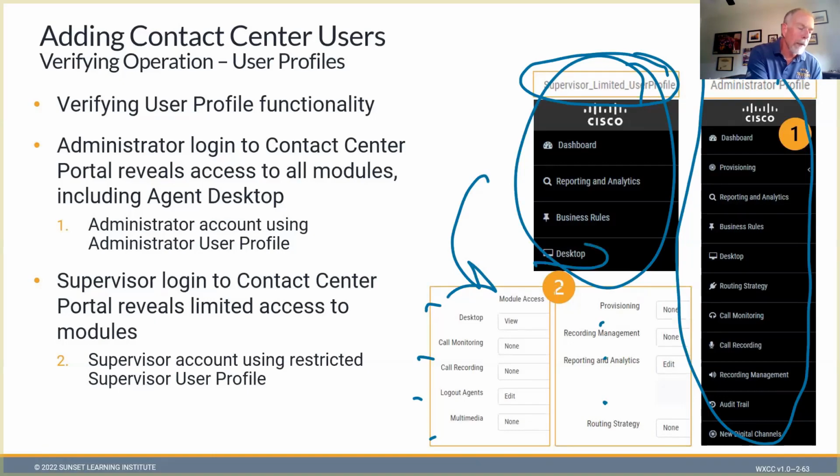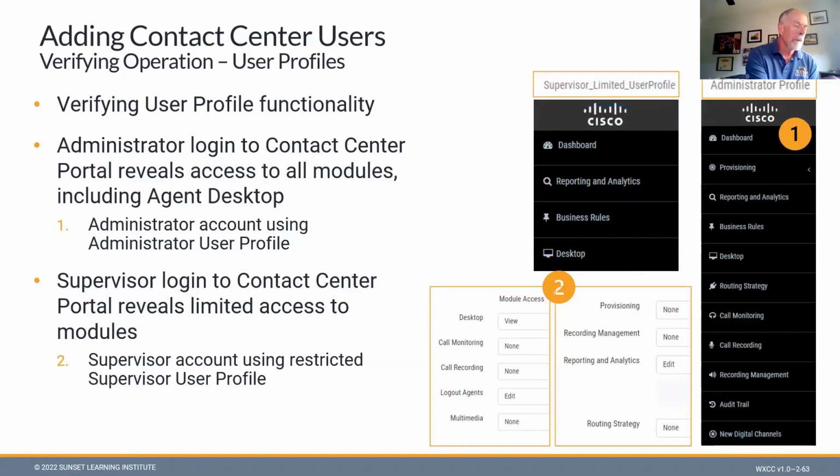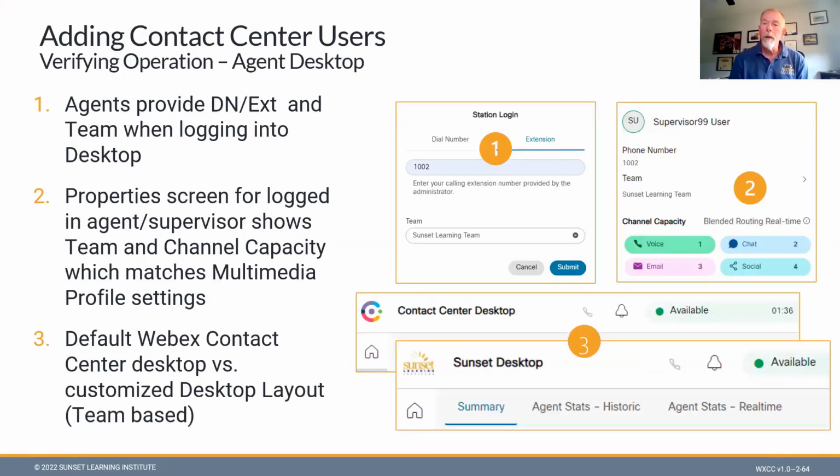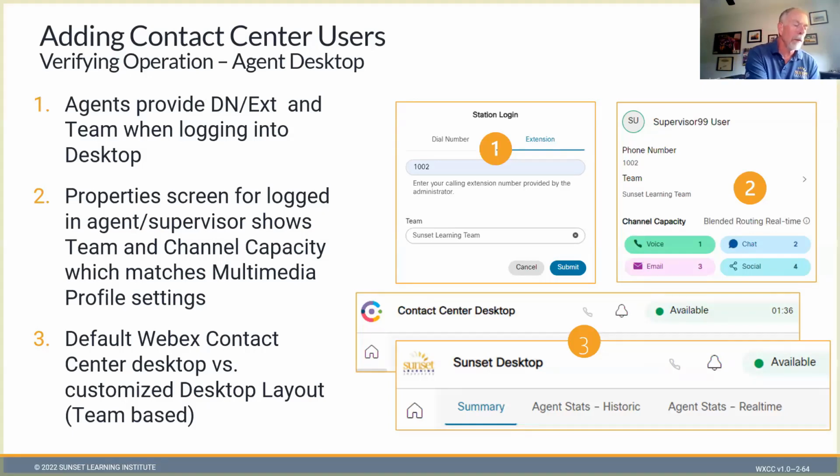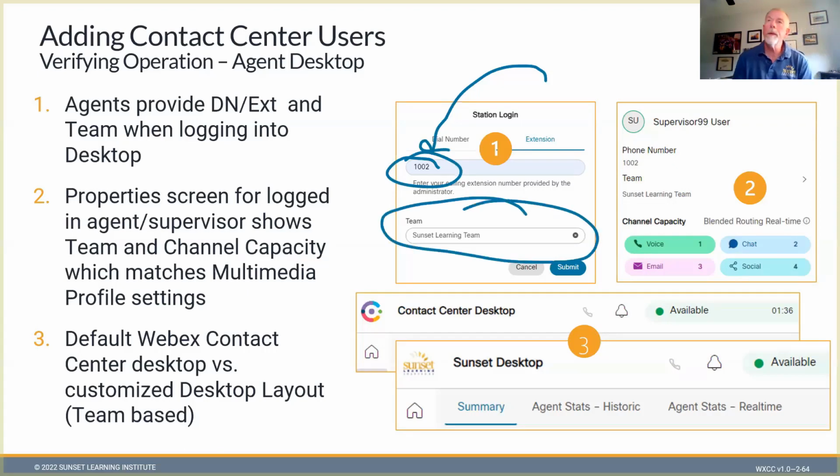Notice this thing here called desktop. That's actually the agent desktop that we can use. All those users have it. In the agent desktop itself, here we can see when we log on as an agent, I have to, again, as we threatened you with before, supply things like my phone number that I'm going to be getting phone calls at, and what team do I want to log on to. Okay, that's pretty cool. Log on here to the Sunset team.